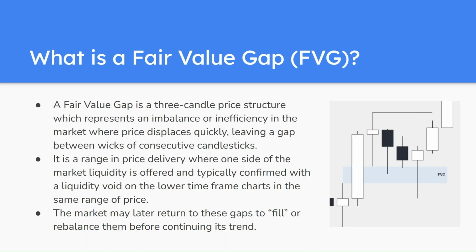So, what really is a fair value gap? Basically, a fair value gap is a three candle pattern structure. As you can see, we have one, two, and three candles, leaving a gap in between here, and this gap represents an imbalance, or we can call it an inefficiency in the market delivery where the price displaces quickly to the upside. It is more or less a range in price delivery.